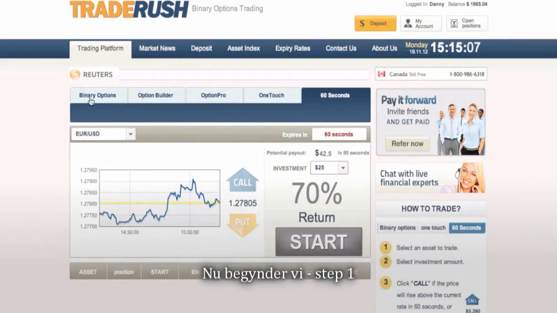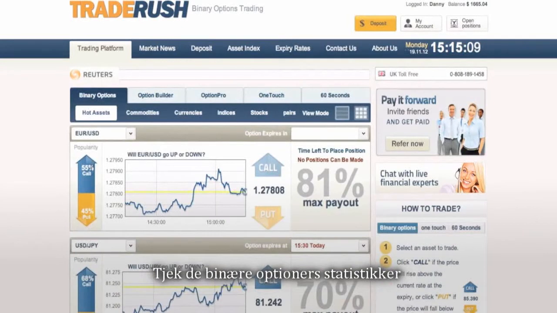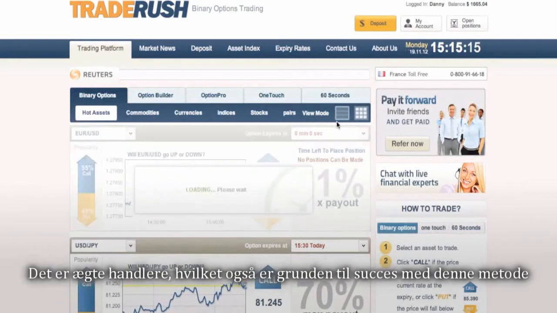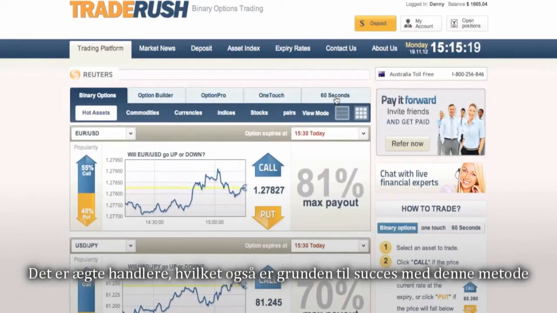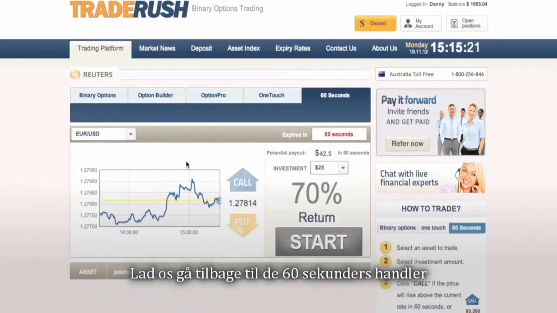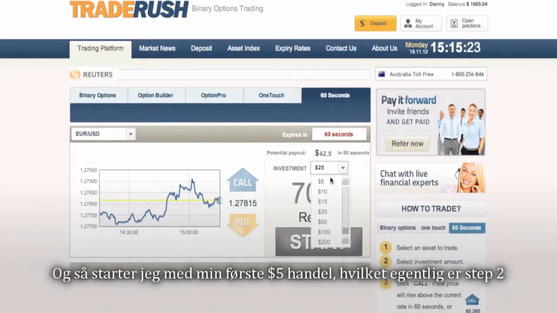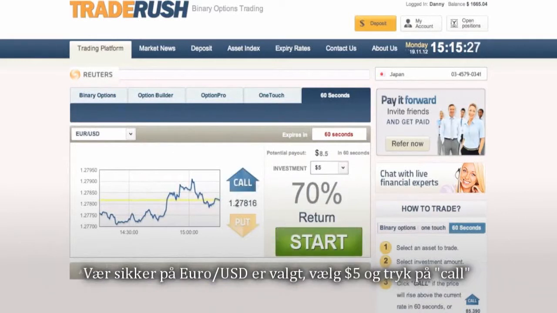So here we go. Step 1, check the binary options tab, and as you can see, 55% is saying that the Euro USD will go up. And these are actually real traders, and this gives you the edge you'll need to succeed with this particular strategy. So I go back to the 60 seconds tab and I put on my first $5 trade, which is actually step 2. So make sure Euro USD is selected and select $5, hit call and approve the trade.